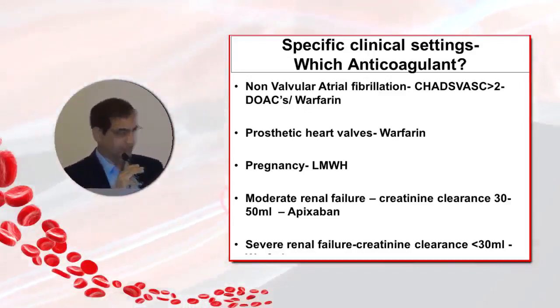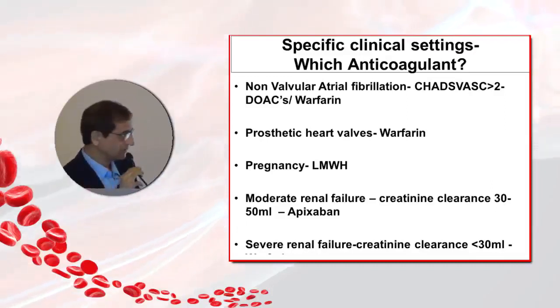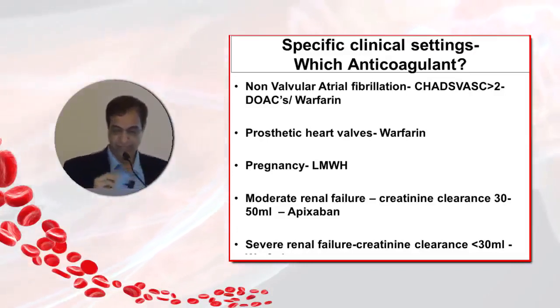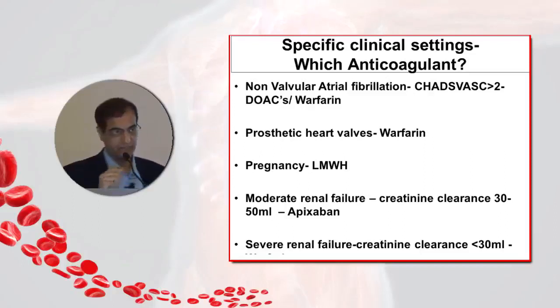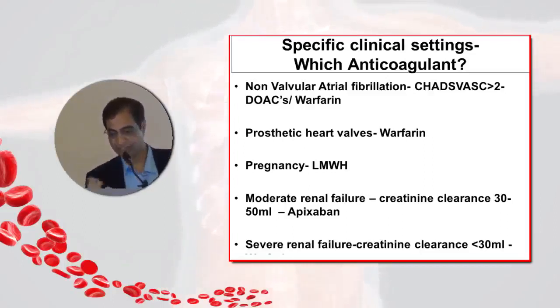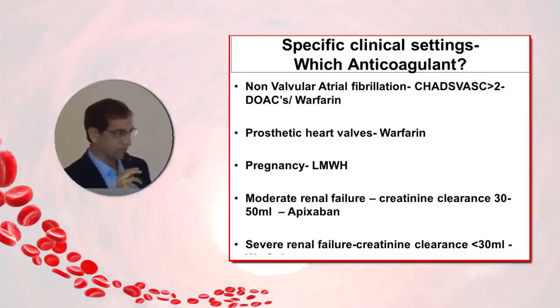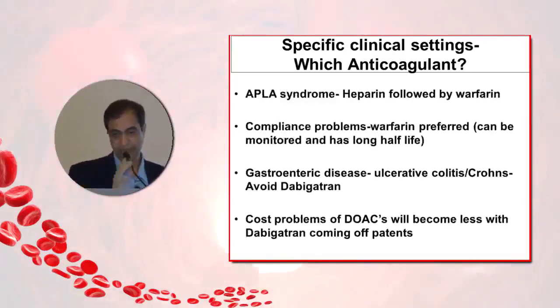Pregnancy, of course, because of safety issues, if you need an anticoagulation, it's a low molecular weight heparin. It's safety which takes over everything else in pregnancy. In moderate renal failure, with creatinine clearance of 30 to 50 ml, it's apixaban. So apixaban scores a little bit over the other DOACs or NOACs in this situation. If you have a severe renal failure with creatinine clearance less than 30, warfarin is the drug of choice. So here is the choice that you can make.